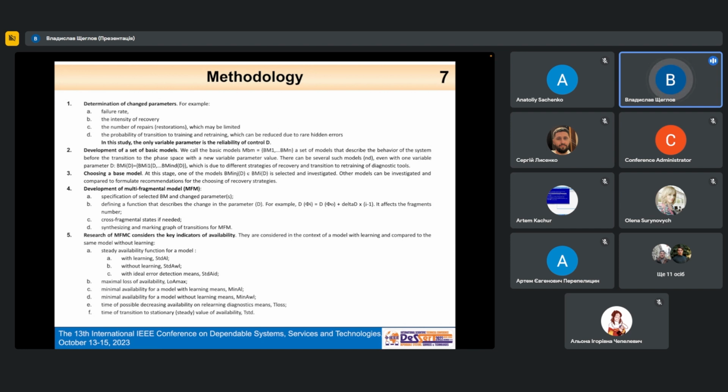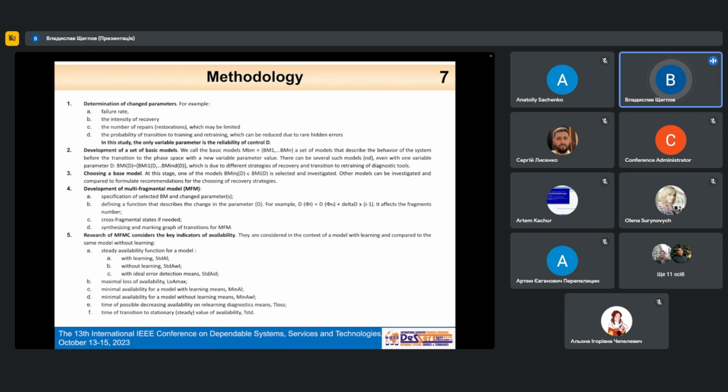After that, we need to build a comprehensive multi-fragmental Markov chain model from this basic and abstract basic model. To build this multi-fragmental model, we already have the selected basic model and changed parameters. We also need to define a function that describes how our parameter will change. In our case, it is the D parameter, which is reliability of control. Also, we may need cross-fragmental states, but it is optional. And we need to finally create this multi-fragmental graph.